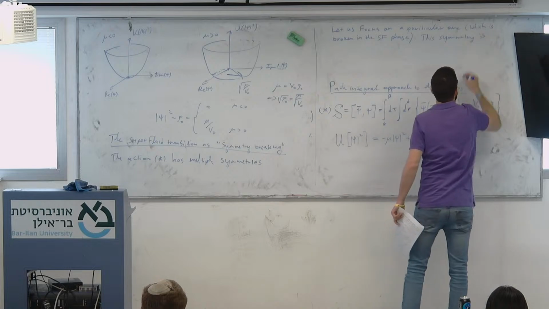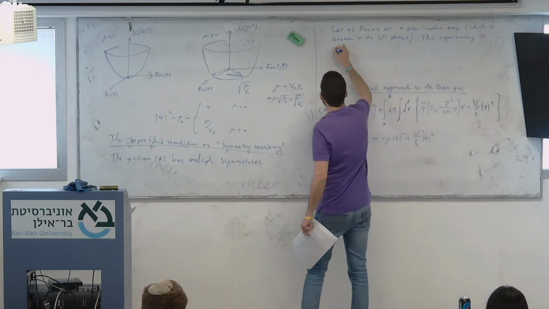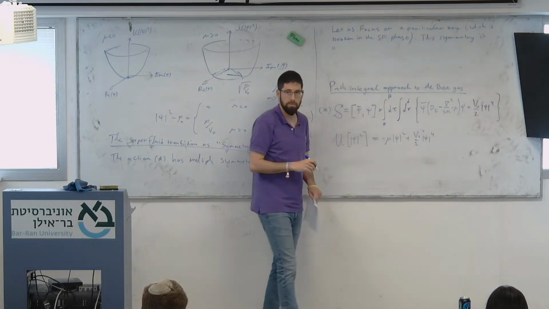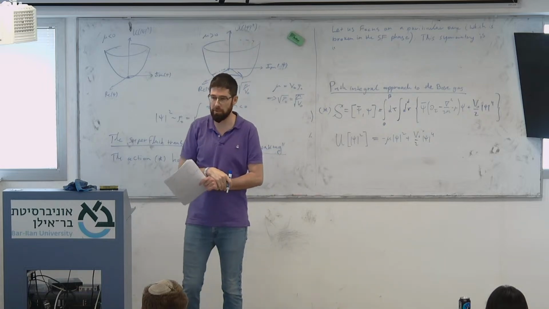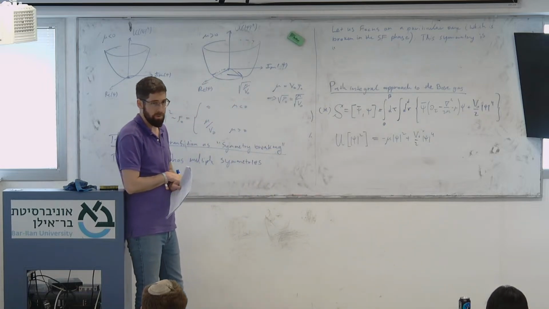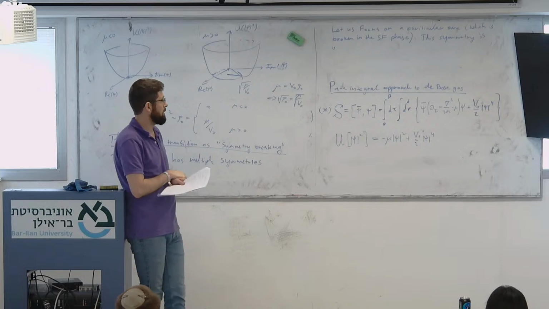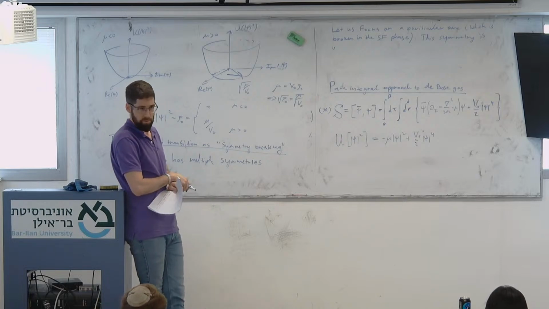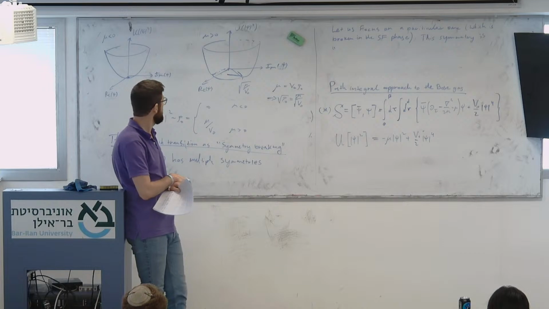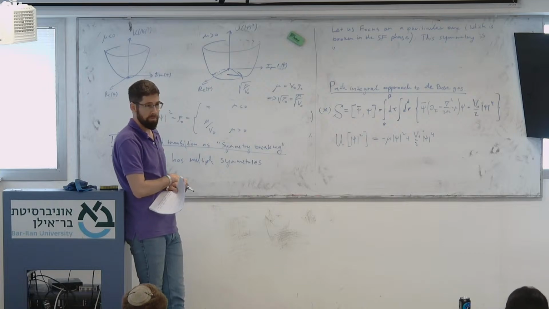And this symmetry is, someone wants to guess, what symmetry is broken in the superfluid phase? What symmetry that exists in the original Hamiltonian is destroyed in the superfluid phase? Particle hole symmetry.